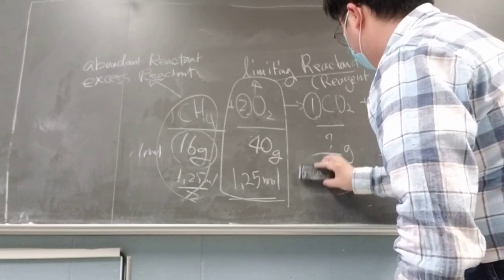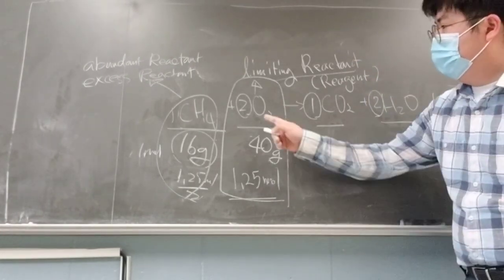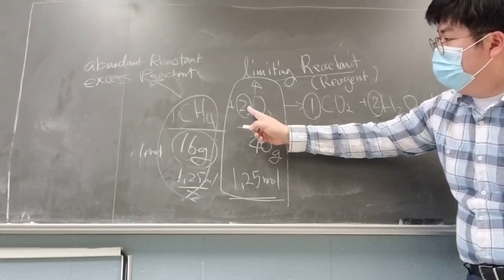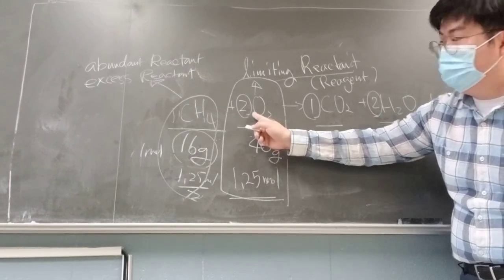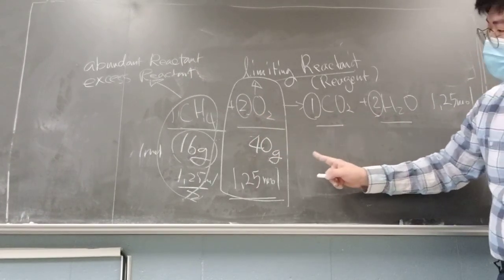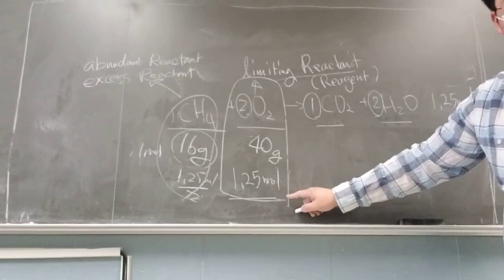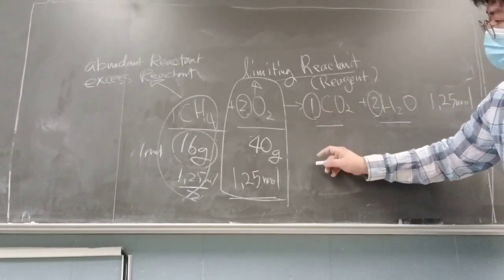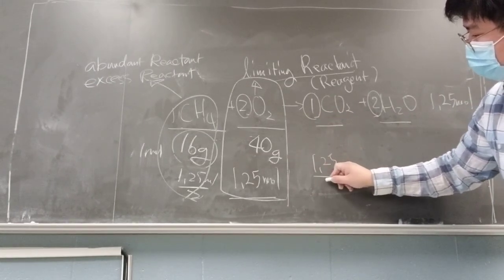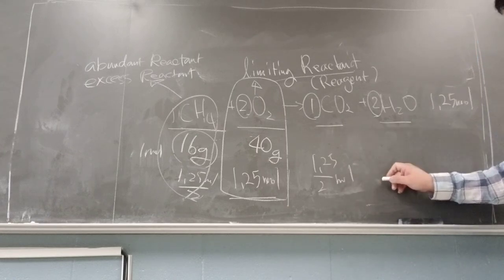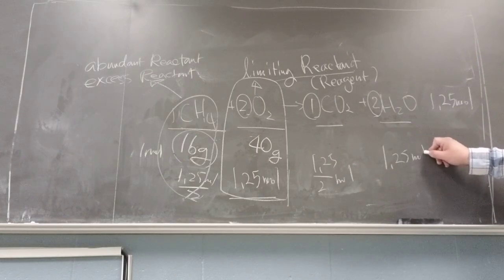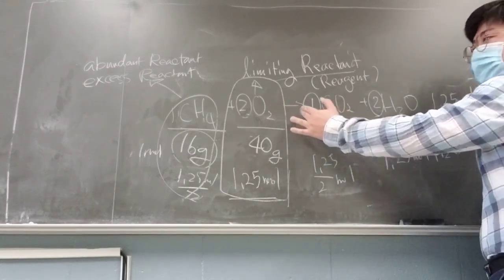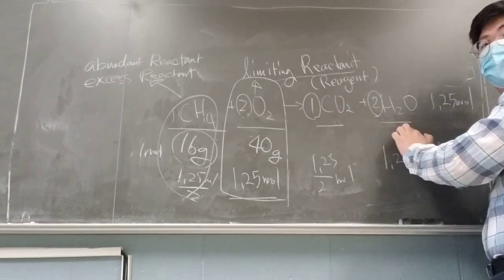So if that is the case, look at this one. You have a 1, 2, makes 1, 2. Meaning, if you have 2 oxygens, it will make 1 carbon dioxide and 2 water. So if this is the limiting reagent, 1.25 moles will be all used up, and it makes also 1.25 moles of carbon dioxide and 1.25 moles of water, because it's 2 to 1 and 2 to 2, which means it's the same, 1 to 1. Okay?